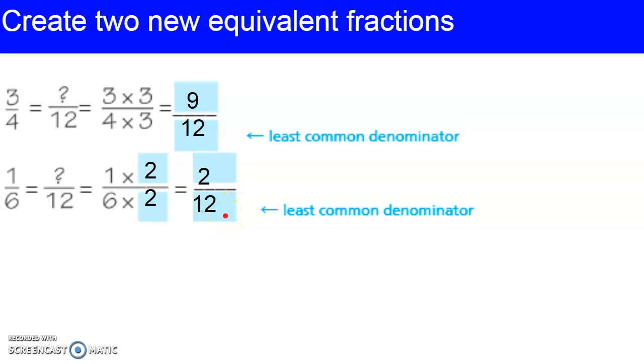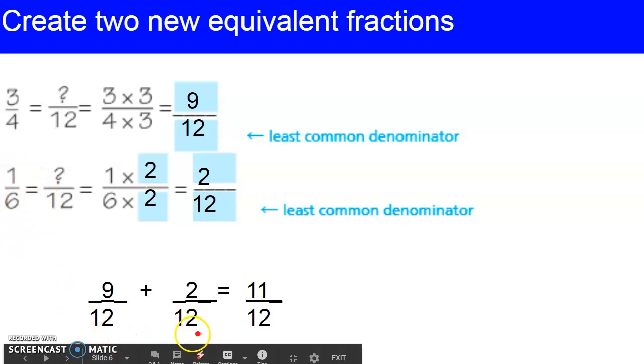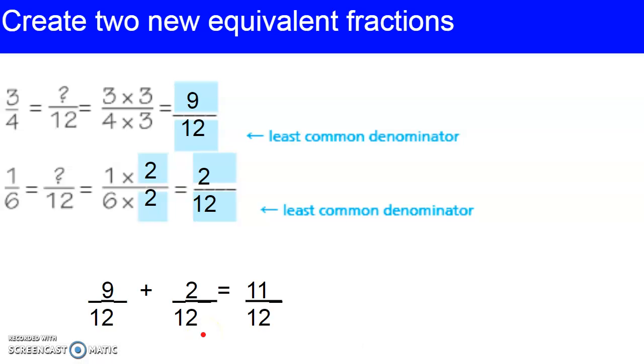We can now add our two fractions, 9/12 plus 2/12, and say that we have a total of 11/12. 3/4 plus 1/6 is the same thing as 9/12 plus 2/12 because those are just equivalent fractions.